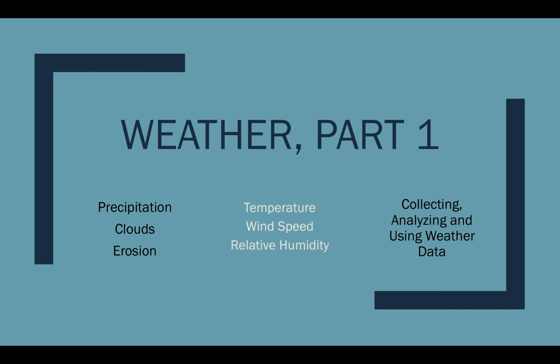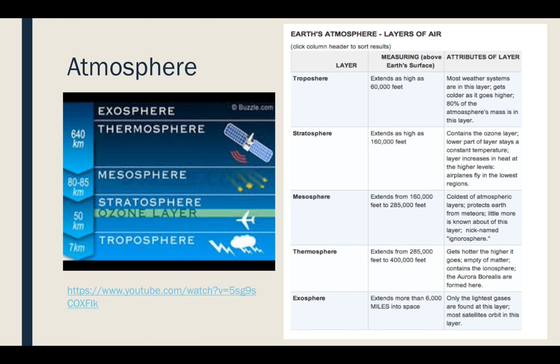So some of the things we're going to cover this week are precipitation, clouds, erosion, temperature, wind speed, relative humidity, and how to collect and analyze data to make predictions about the weather in the future. So we're going to start in the atmosphere.